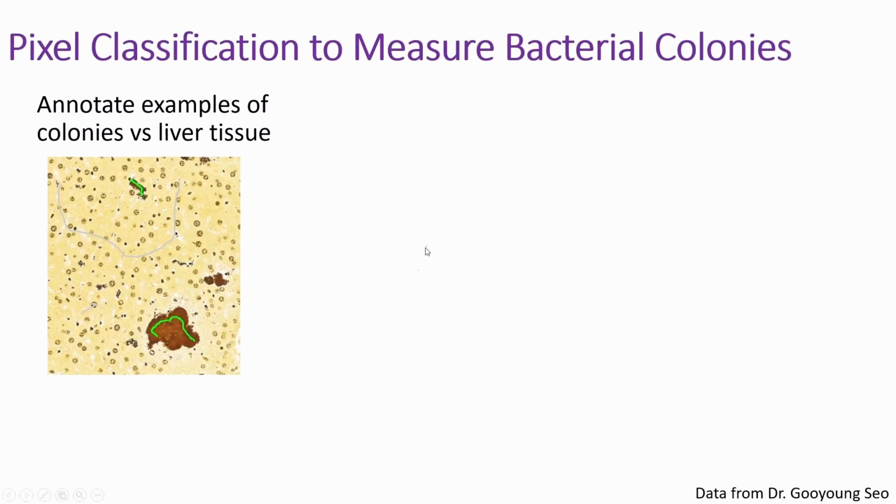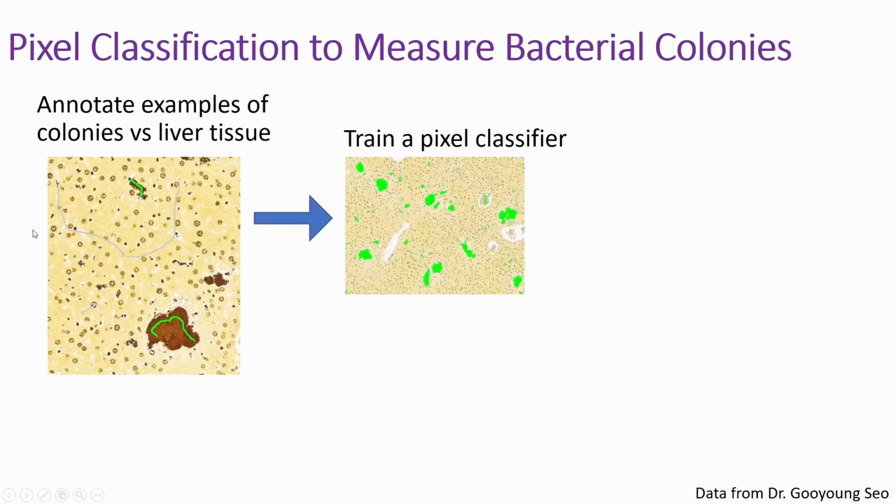So in this case, I drew some lines in green over the bacterial colonies and some lines in gray over the normal liver. And then QuPath uses machine learning to take the examples that you just gave it and basically learn the pattern of what these bacterial colonies look like. And from there, it creates this pixel classifier where for every single pixel in the image, it tries to decide if it's part of normal liver or if it's part of a bacterial colony.